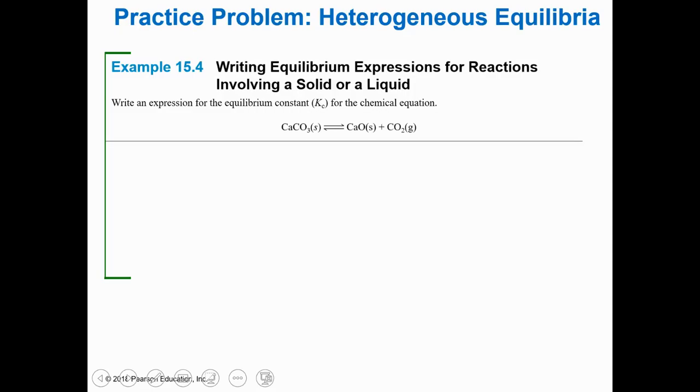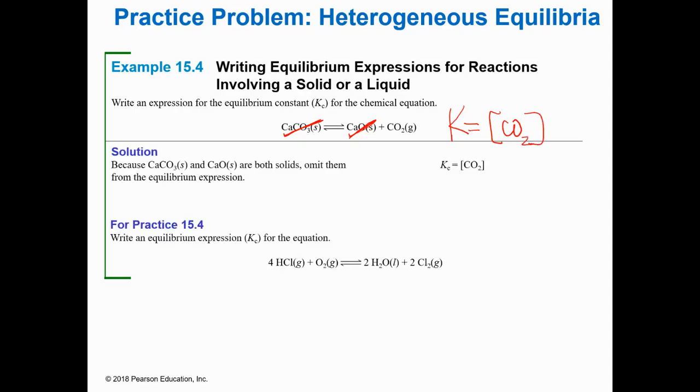All right, so here we have one. Again, solids and liquids don't count. So this equilibrium expression is just CO2. Let's see one more. Liquids and solids don't count. So K is equal to only Cl2 on top. But we've got HCl to the 4th on the bottom, and O2 on the bottom.